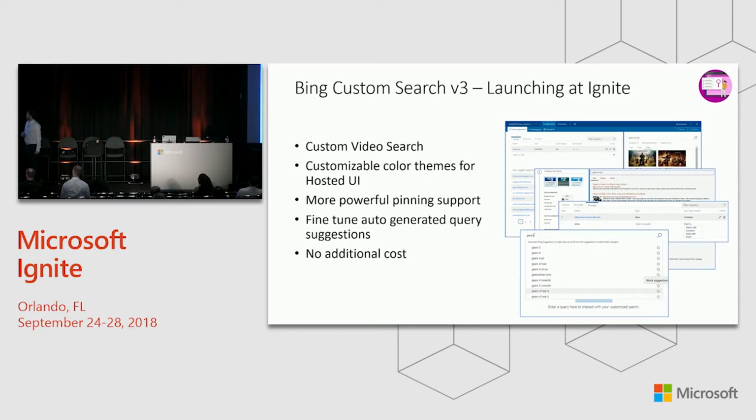But at Ignite here, you're hearing it for the first time. We are launching Custom Search v3. Since last October, we've gone through 3 versions, which just goes to show the speed and scale at which we want to advance this technology. We've added some new capabilities to Custom Search, and I'll show you those today. We've added customizable video search, custom themes for your hosted UI, pinning support, and the ability to fine-tune your query suggestions, and a few other things.